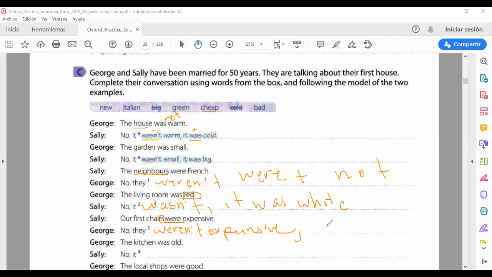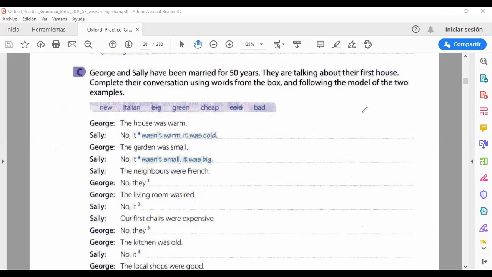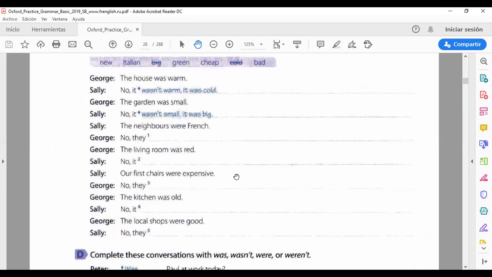Expensive, okay, I'm going to say that they were cheap, okay? Now the next one, the kitchen was old. No, it wasn't old. I have to say that the kitchen was new, okay? Now you continue answering the rest of these blank spaces in your house. It's very easy. Do it as a practice. It is not homework, just practice, okay?